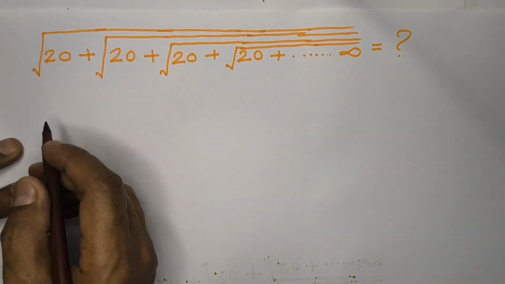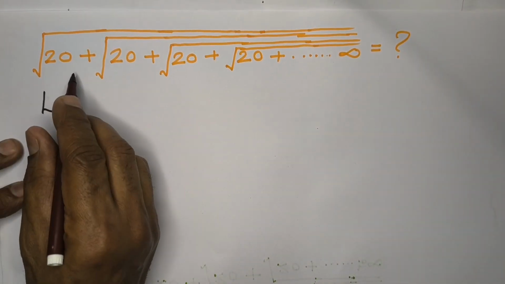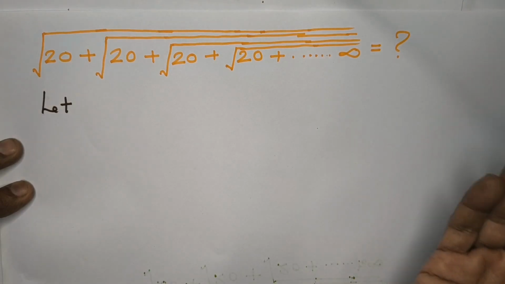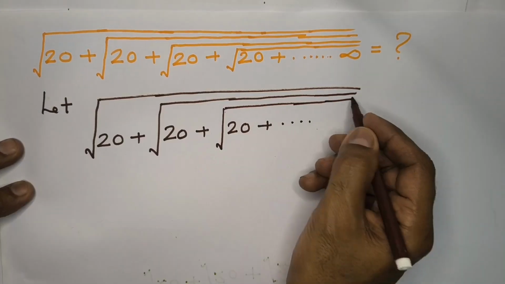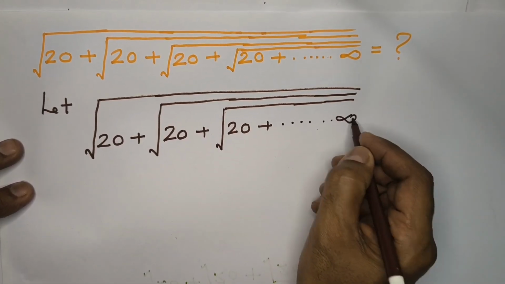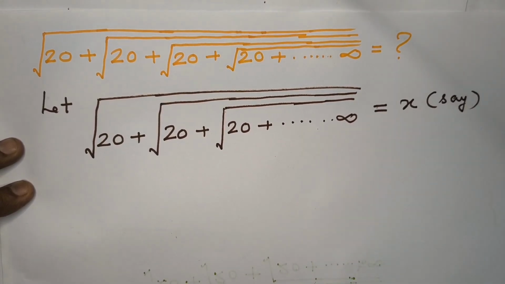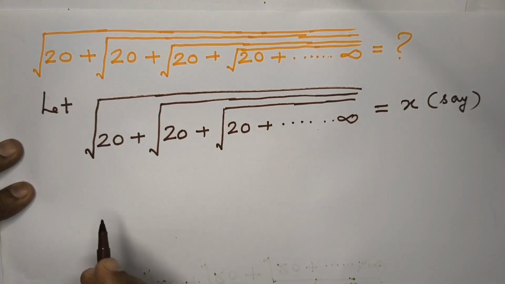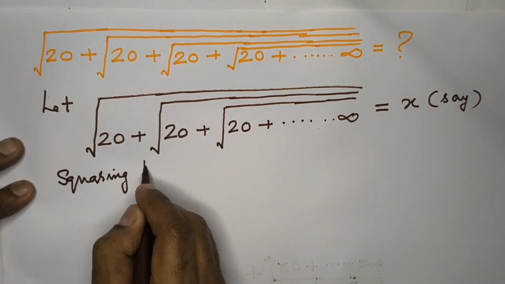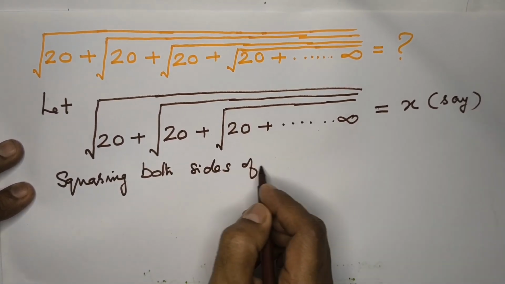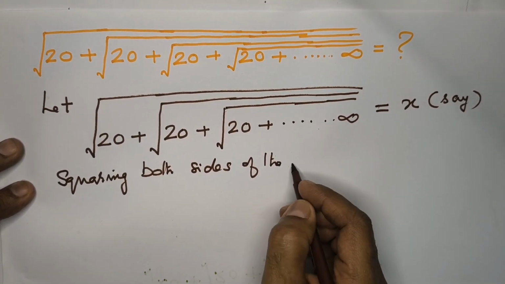Now to simplify this, first let me write this infinite series as x, some unknown. I'm writing only three terms; it goes up to infinity. Let this be equal to x. This is an assumption we are making. Now, in the next step, we will square both sides of this equation.